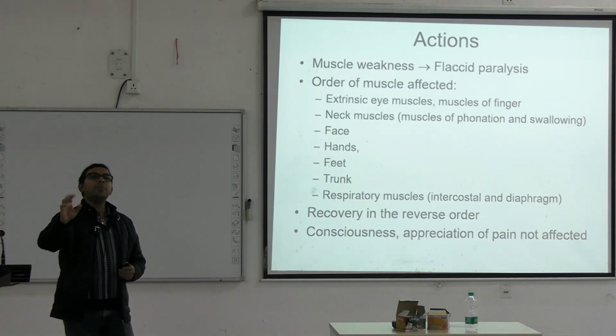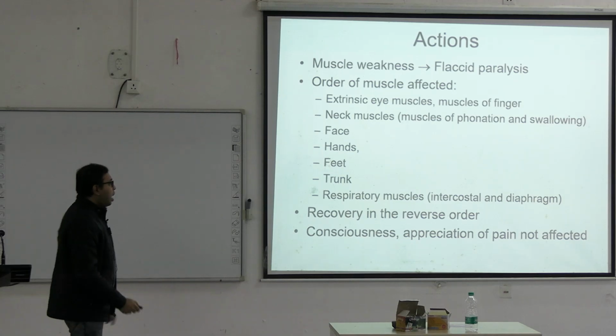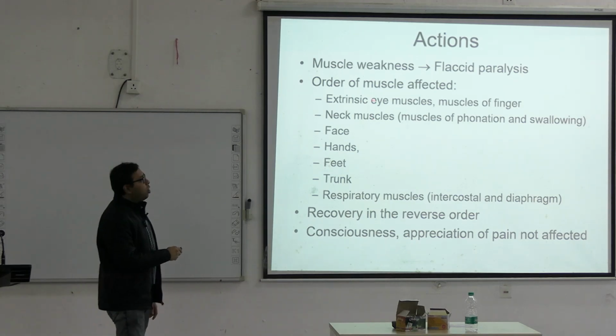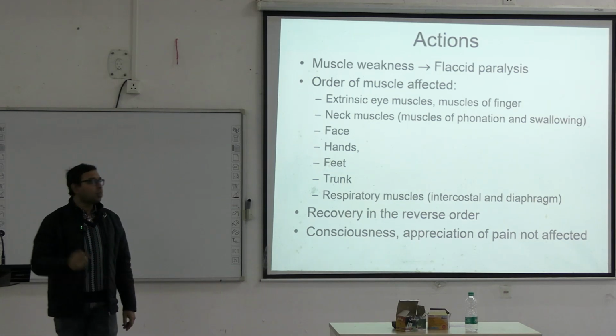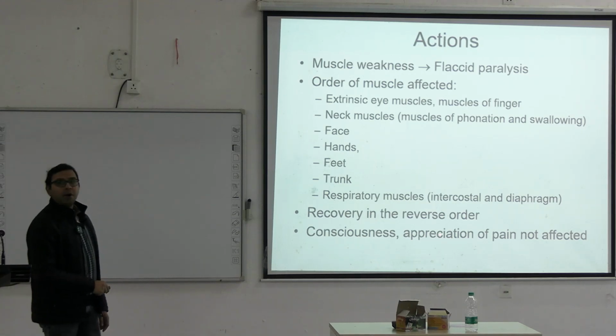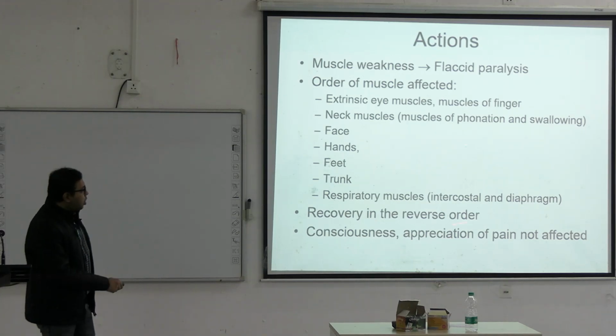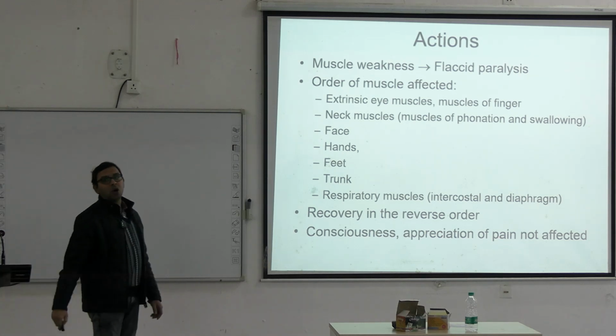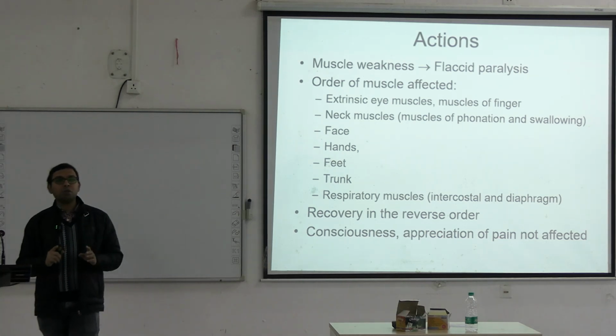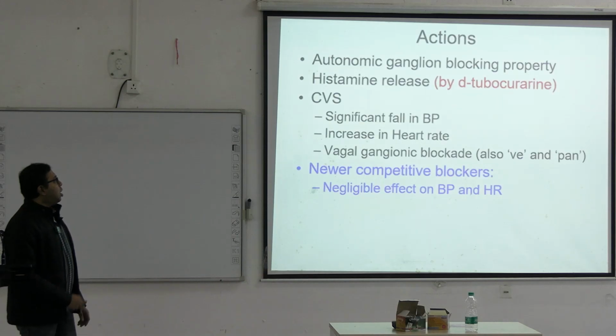For example, we have to give neostigmine. Okay, that is why this is needed. Which muscles are affected first and which last? Recovery happens in the reverse order. Consciousness and appreciation of pain are usually not affected. So basically they mainly cause pure muscle relaxation.